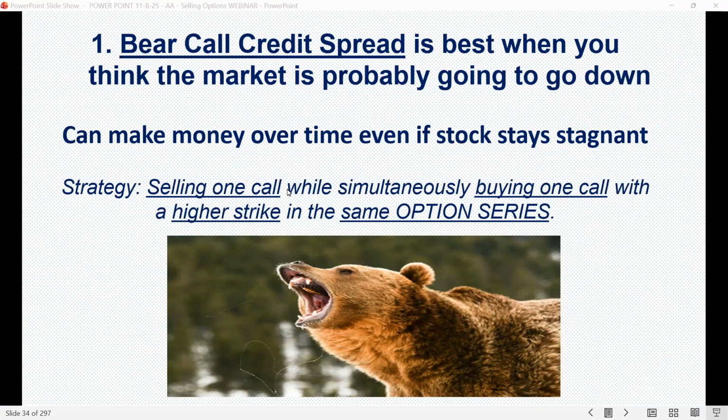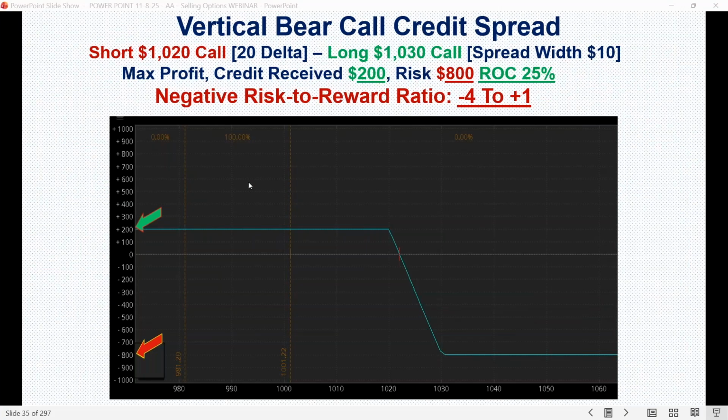So this is where call credit spreads can really be helpful. Now, these are what we call a negative risk ratio trade or probability trades, okay? So here's just a good example to illustrate the risk reward ratio of these.